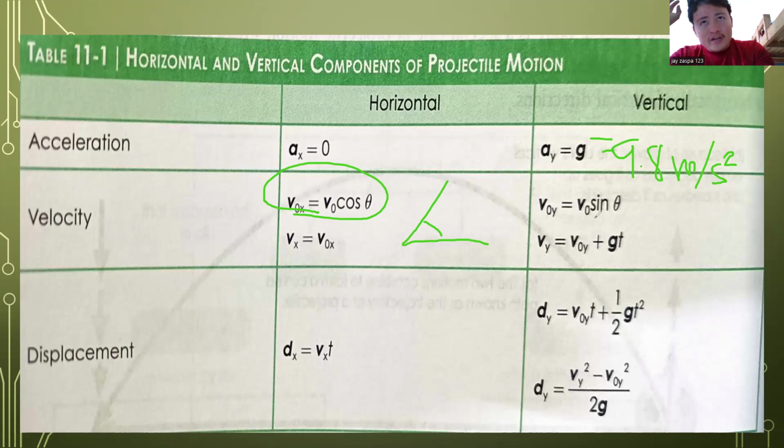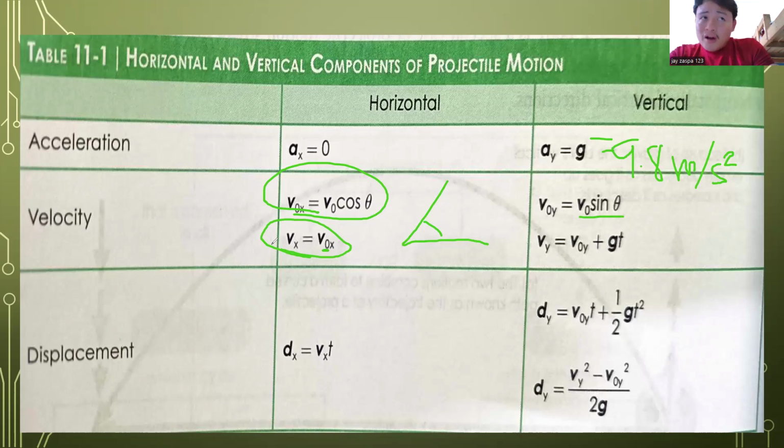And in the vertical, we're using the sine of the angle. You use the angle that is given and then you multiply. So that is for the vertical. While for the velocity, always take note that the x here means that it is horizontal velocity. Horizontal velocity is equal to the initial horizontal velocity, where zero in the subscript stands for initial. x always stands for horizontal. They are equal.